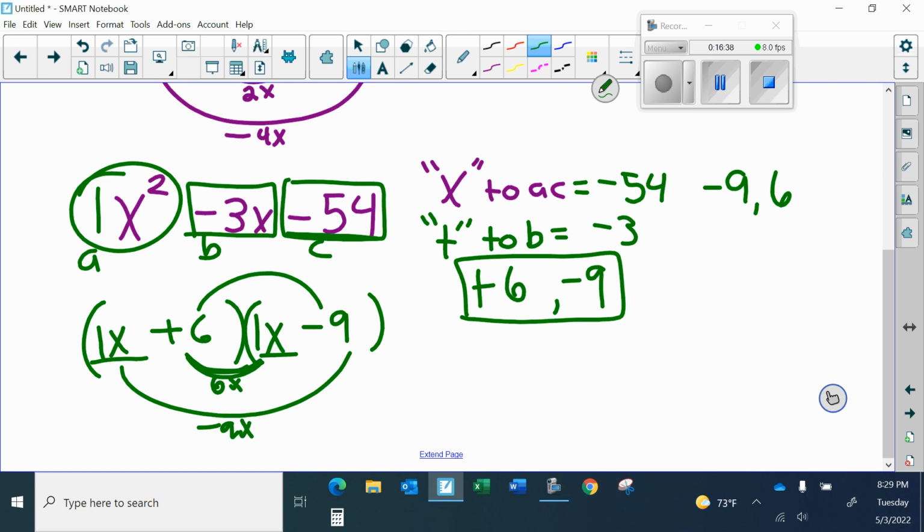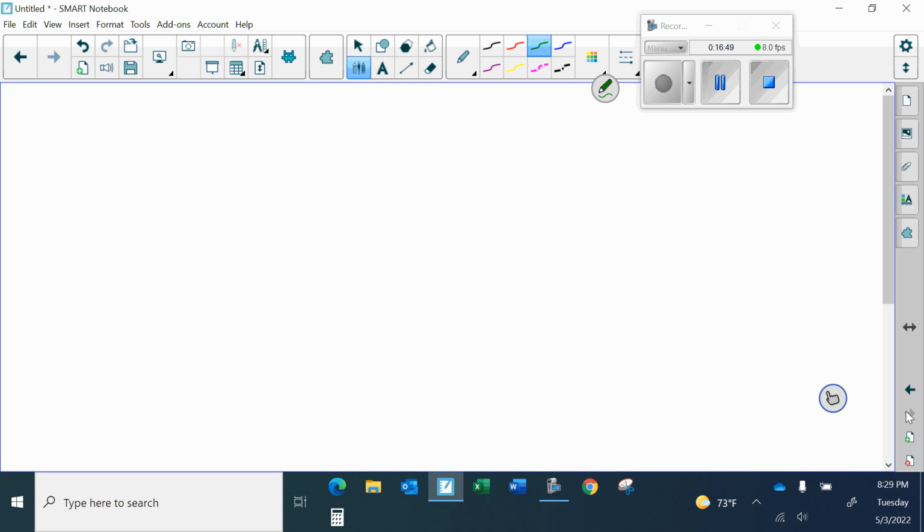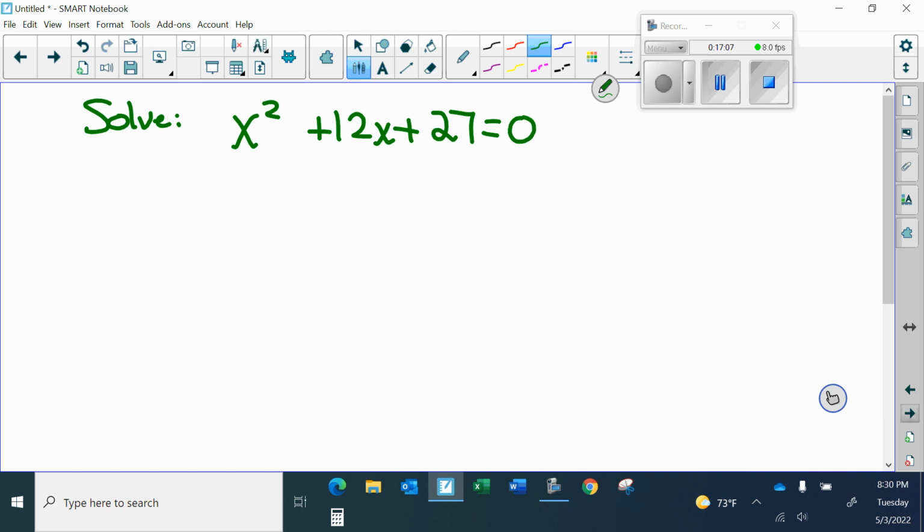Okay, is there anything else I need to point out? Okay, let's do one more type now. If we're going to solve, okay, so if I have x squared plus 12x plus 27 equals 0. Now I want to solve it.